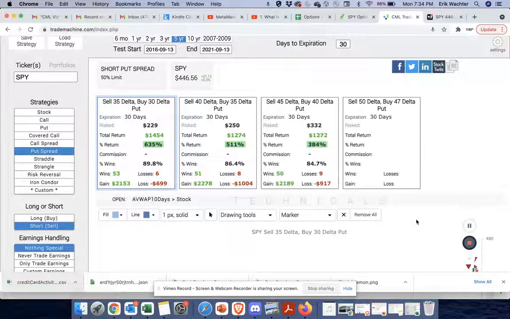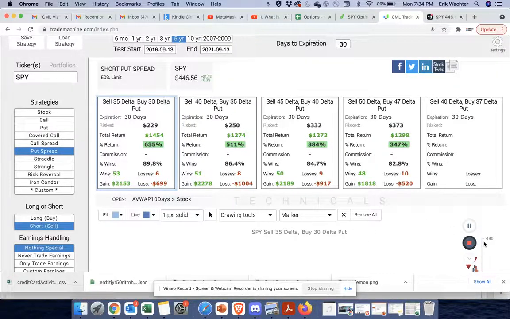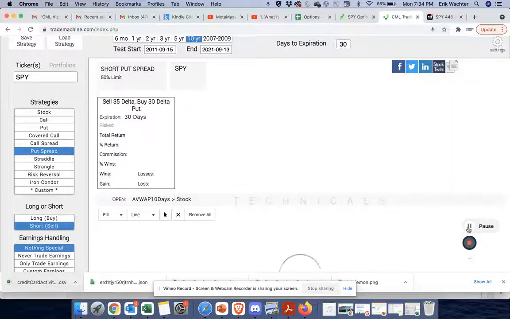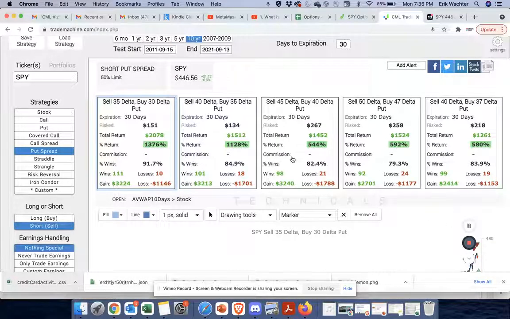So here comes the back test. Here comes the results. As you can see, all these different combinations of selling a put credit spread have been a winner, and it's a matter of which one has the better return. So let's look at 10 years now. I'll pause it, let it load. All right, and here's the 10-year returns, and it looks like the 35-30 put credit spread is the winner of the different strategies here.